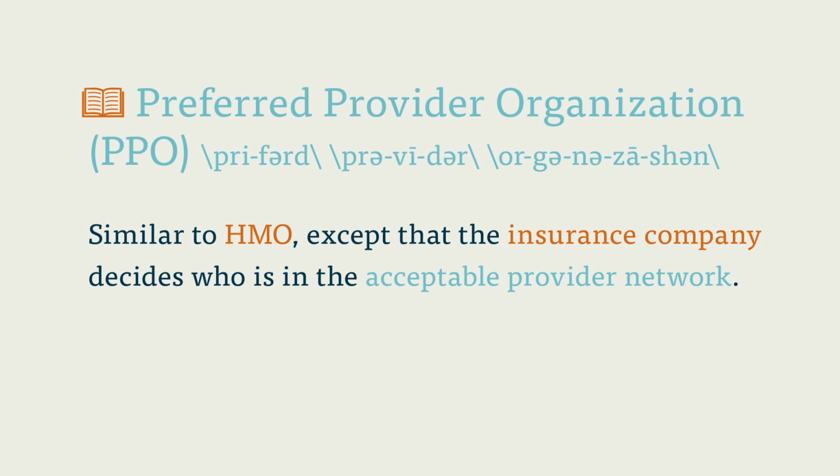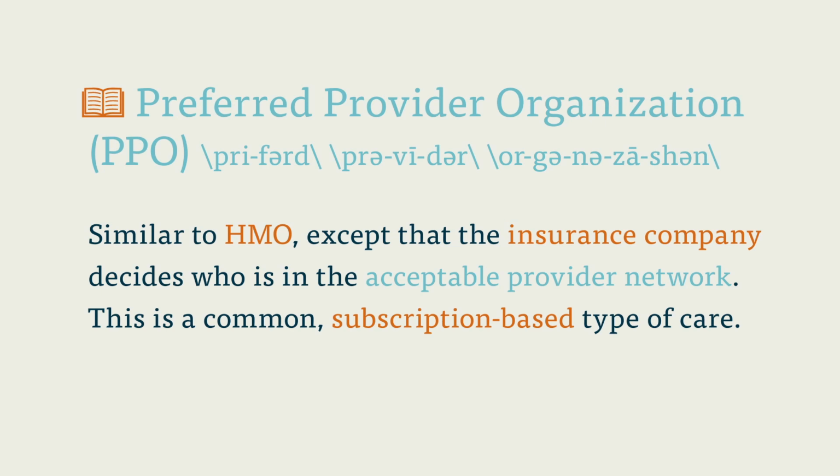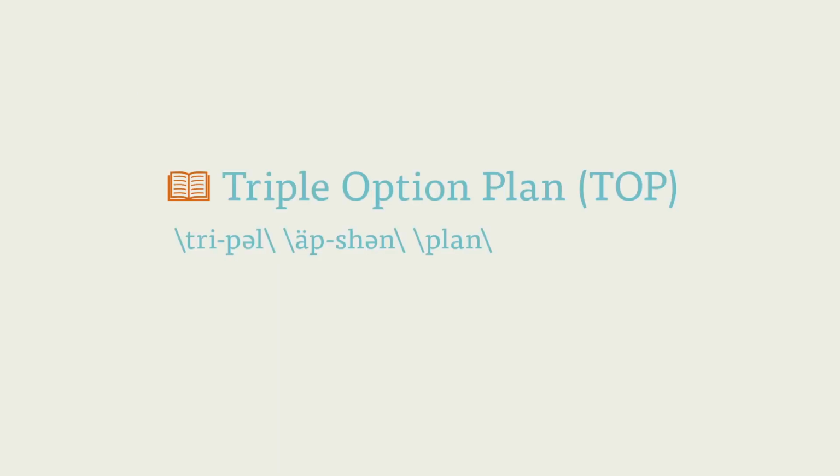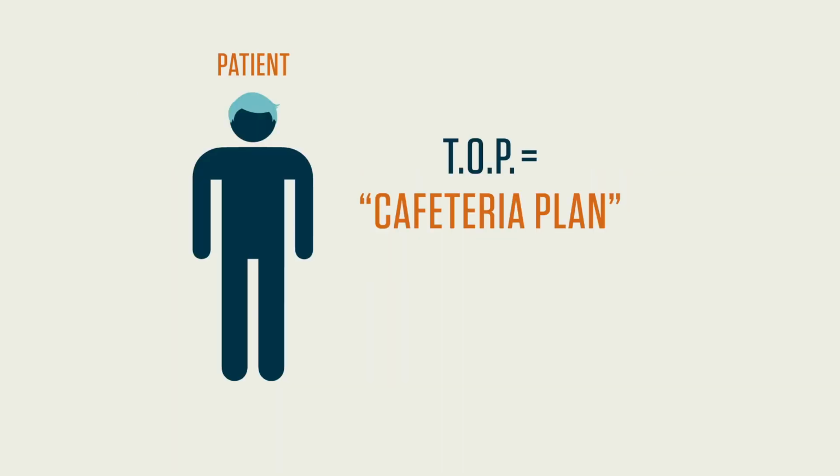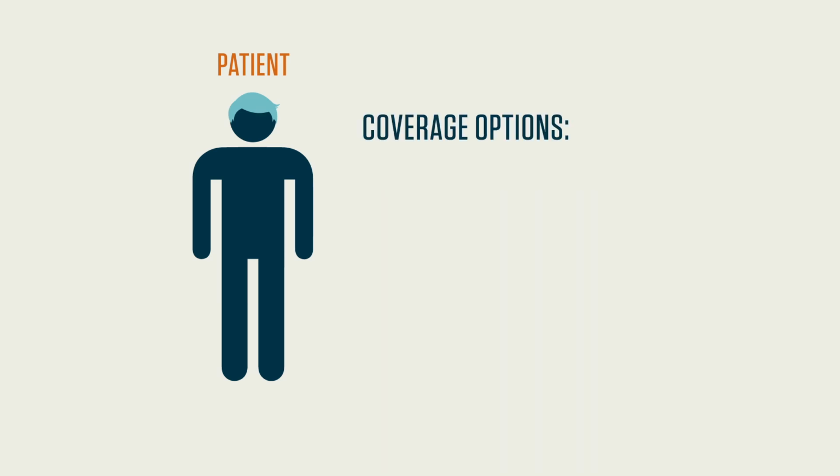Preferred Provider Organization, PPO. A plan similar to an HMO, except that the insurance company, rather than the HMO itself, decides who is in the acceptable provider network. This is a common subscription-based type of managed care. Triple Option Plan, TOP. Sometimes called a cafeteria plan, this plan provides individuals who sign up the option of choosing between an HMO, PPO, or POS coverage.